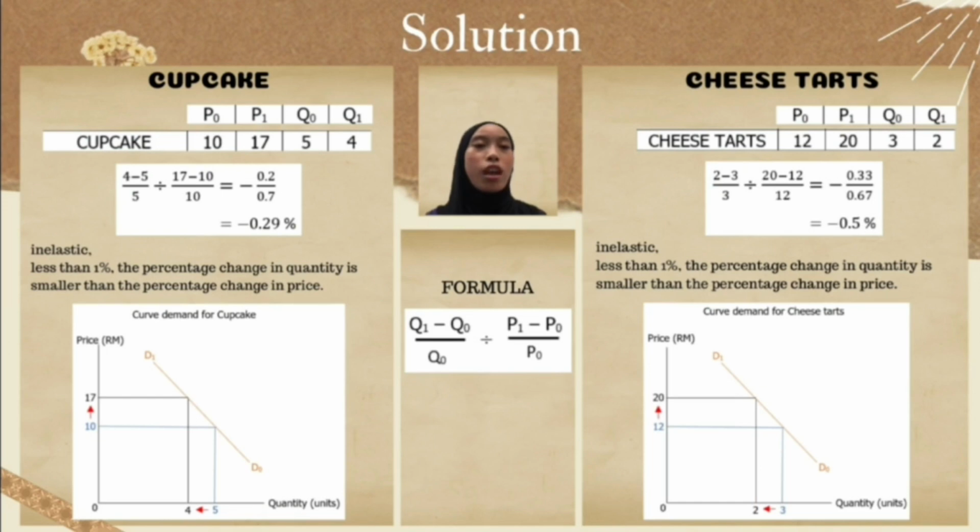It is because when less than 1%, the percentage change in quantity is smaller than the percentage change in price, as shown by this curve. If the price of the goods increases from P0 to P1, the quantity demanded will fall from Q0 to Q1 units.